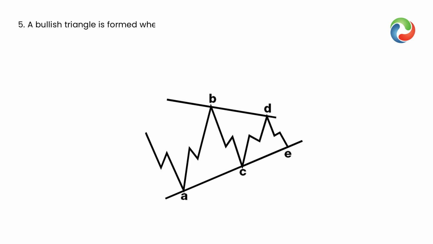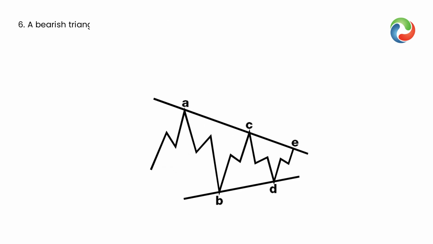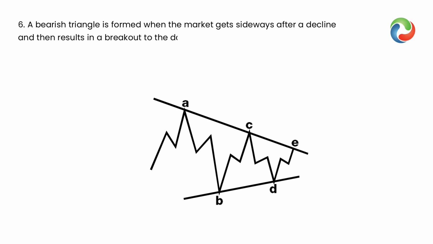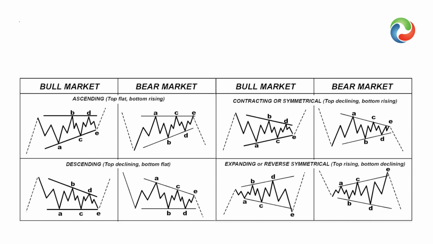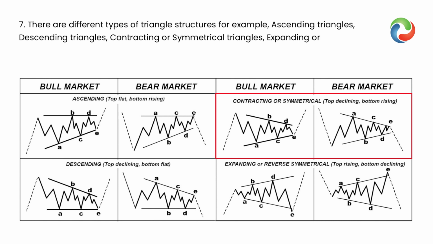5. A bullish triangle is formed when the market goes sideways after a rally and then results in a breakout to the upside. 6. A bearish triangle is formed when the market gets sideways after a decline and then results in a breakout to the downside. 7. There are different types of triangle structures. For example, ascending triangles, descending triangles, contracting or symmetrical triangles, expanding or reverse symmetrical triangles.